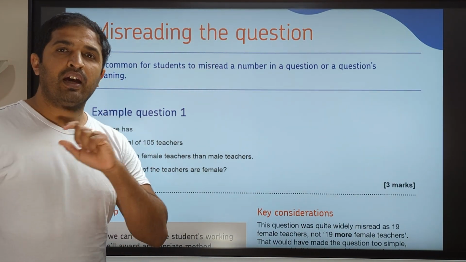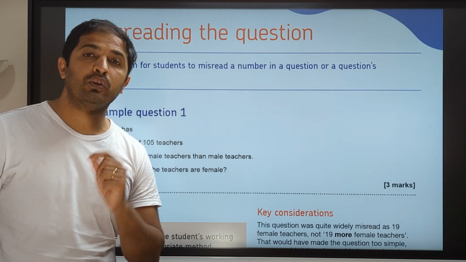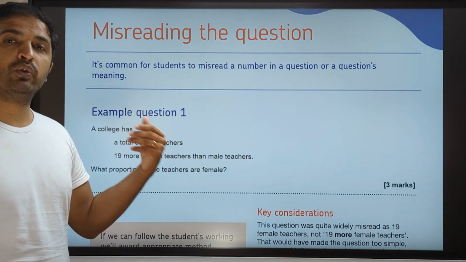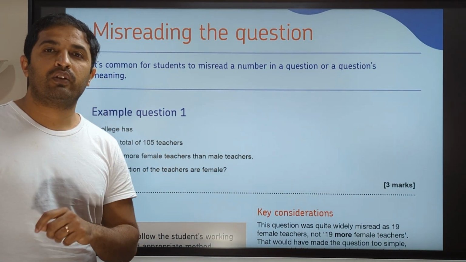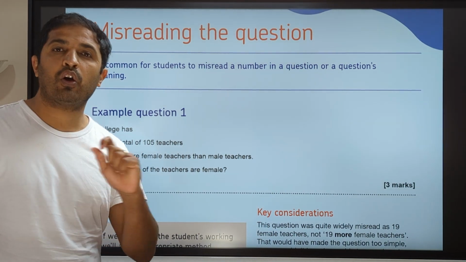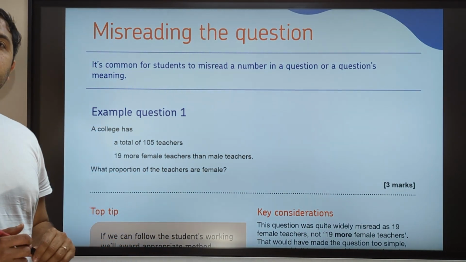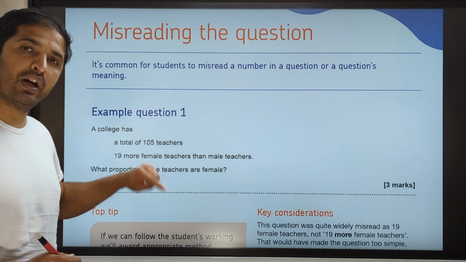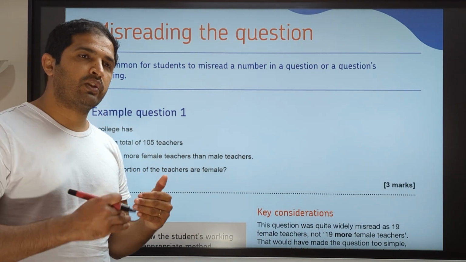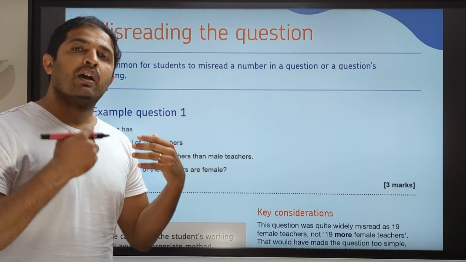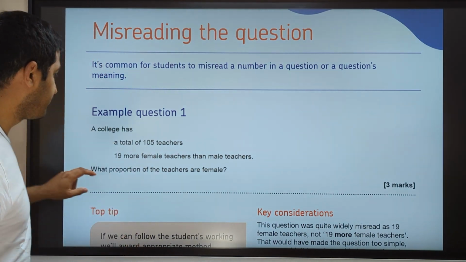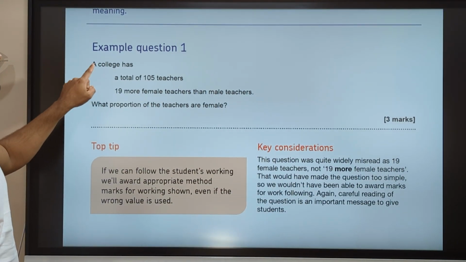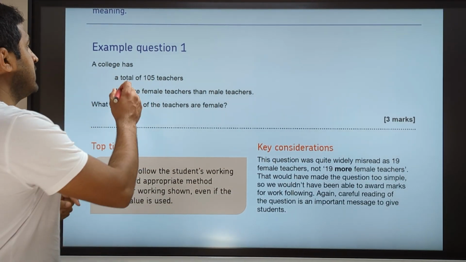Everything matters, not just what the question is asking you, but also the numbers. Some people read the question incorrectly and then copy the wrong numbers down when they're answering. So that's why it's really important that while you're doing the question, you look back at the question while you're answering it. So here's the question saying a college has 105 teachers.